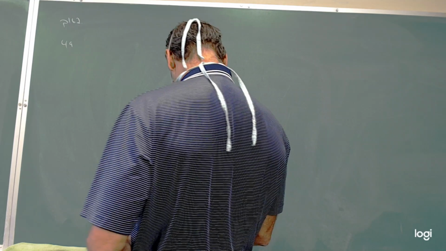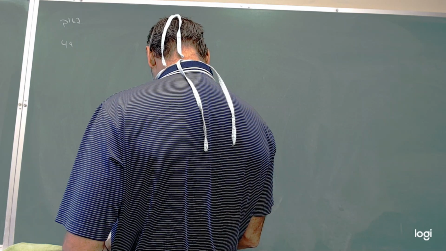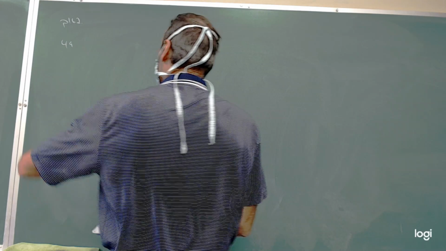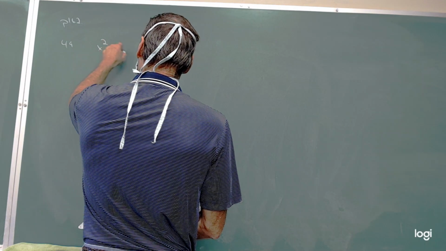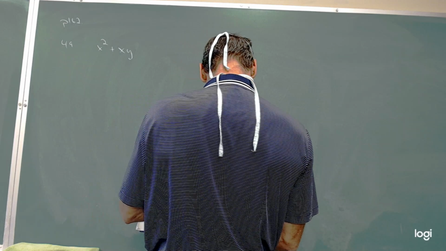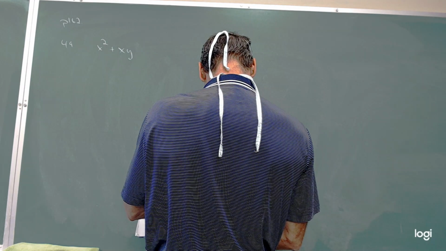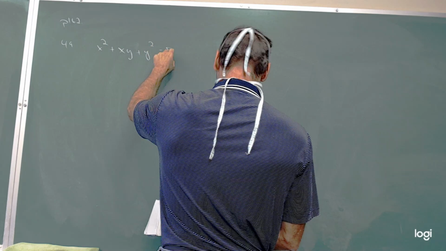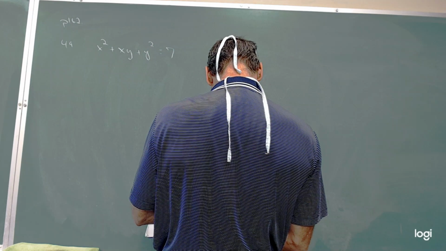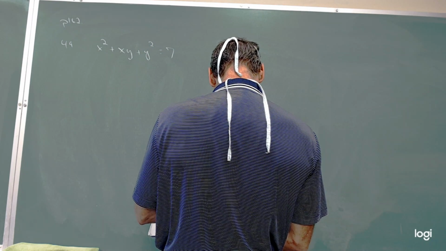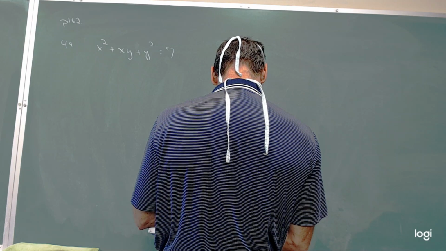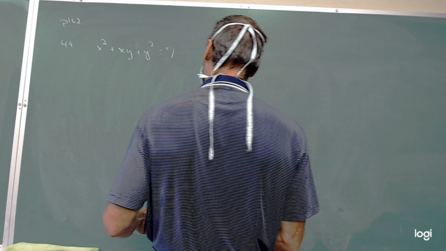Do in the book. We start with x squared plus xy plus y squared equals 7. Going to cross the x-axis, show that the tangents to the curve at these points are parallel. And what is their slope?